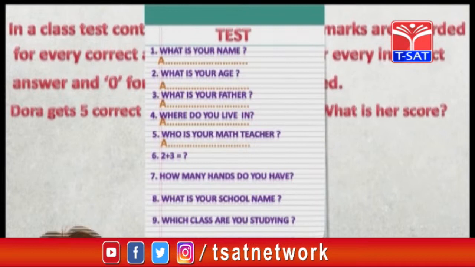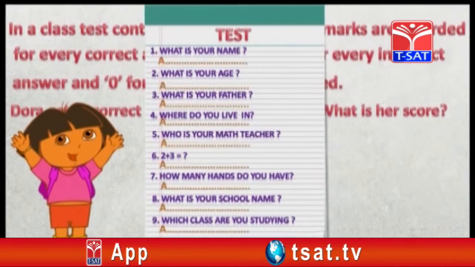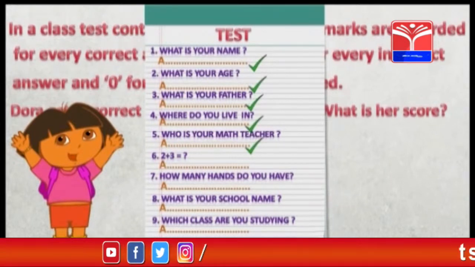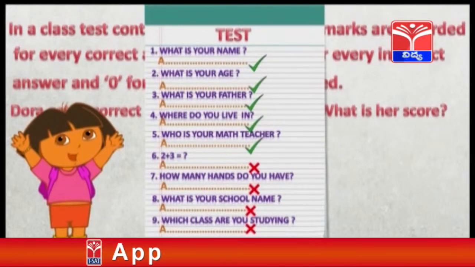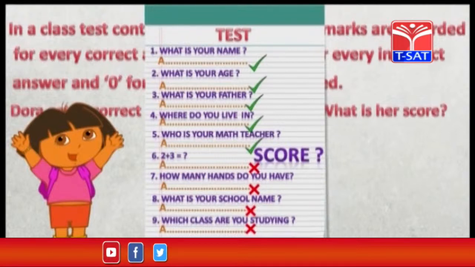And here the girl Dora, an active girl, took this test and she attempted all the 10 questions. But unfortunately, she was able to make only 5 questions correct and the remaining 5 answers wrong. And now we have to find the score of Dora.